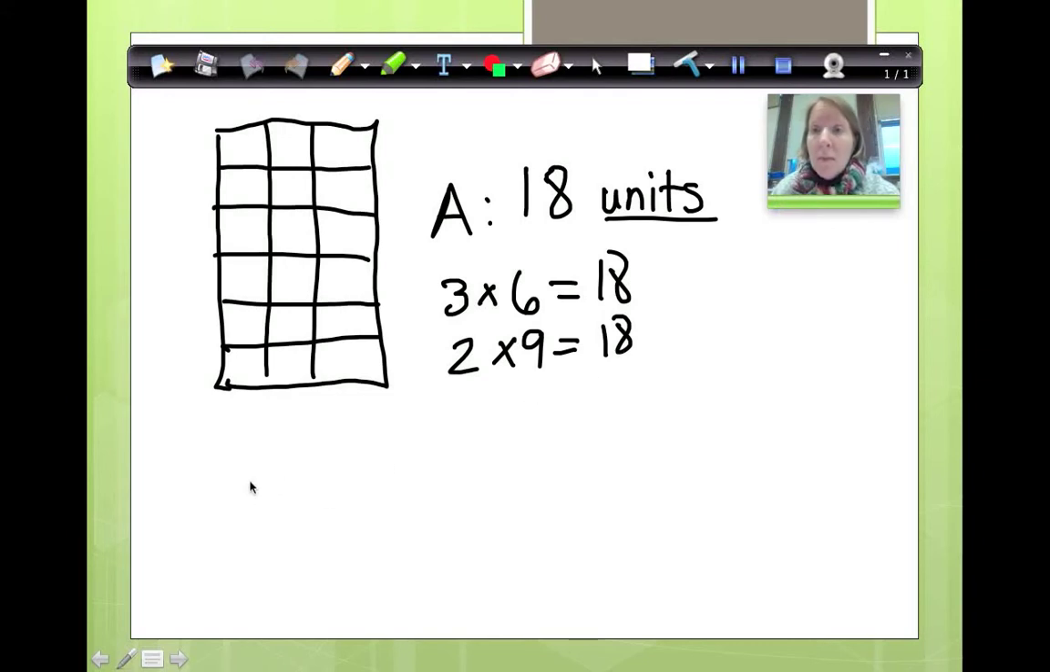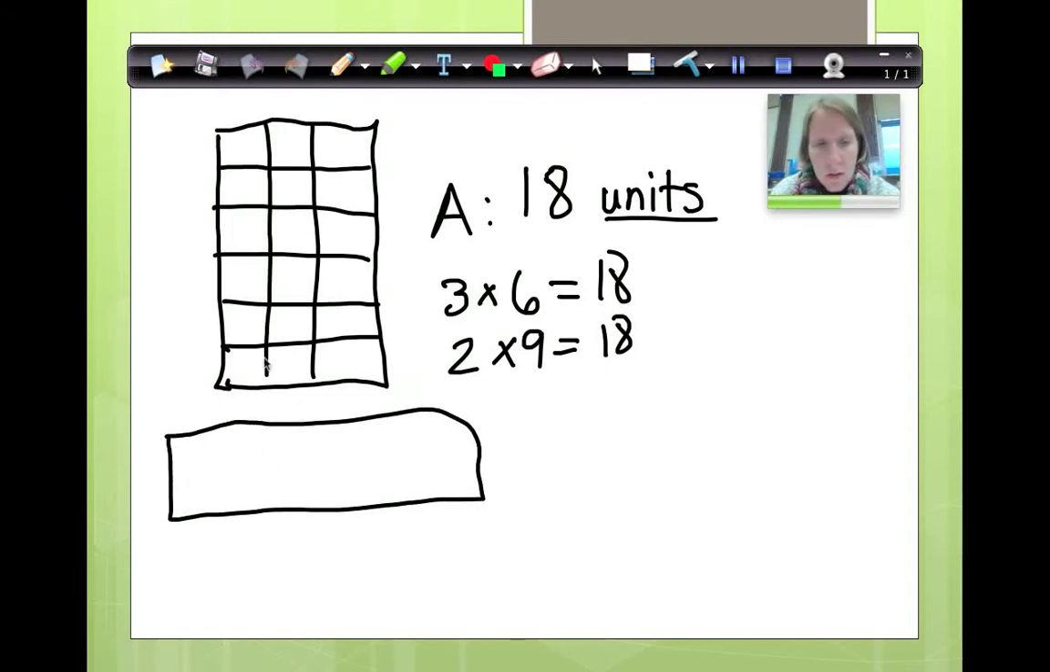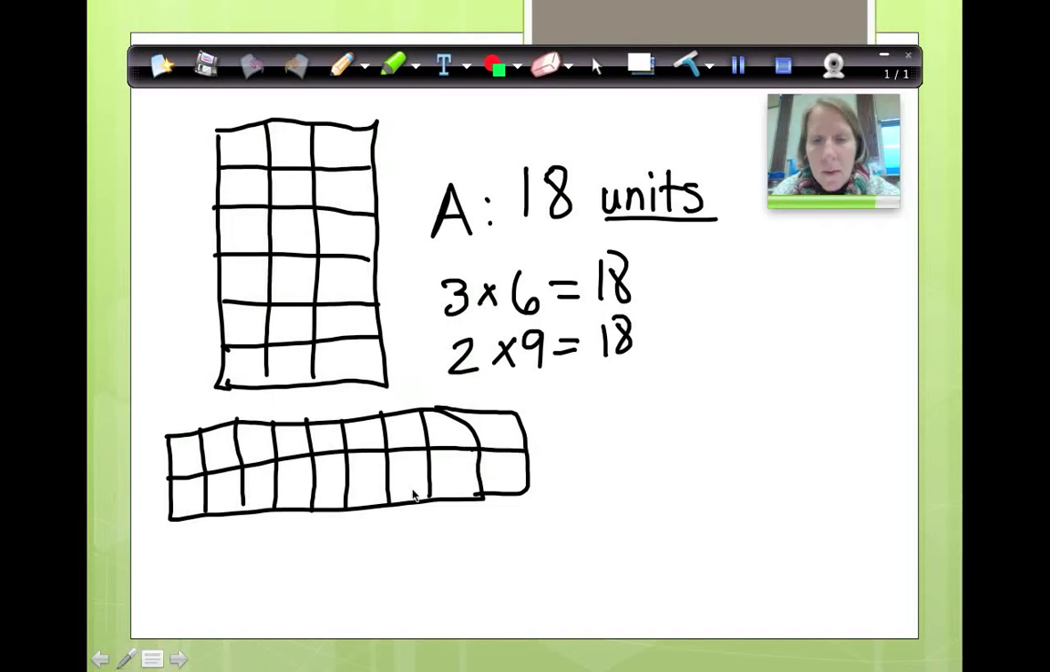So let's make one: 2 groups of 9. It's going to be a long, skinny one. So 2 rows, and let's make 9. 1, 2, 3, 4, 5, 6, 7, 8, 9. What's the area of this shape? The area is 18 units.